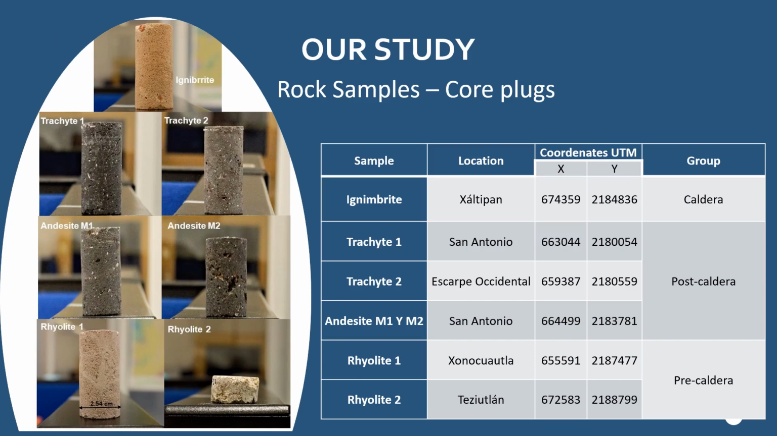In this slide, you can see the photograph of the core blocks of the 7 samples we studied. All the samples come from different locations. However, the andesite M1 and M2 comes from the same location. Actually, it's from the same outcrop sample. But this sample was so heterogeneous that we decided to take 2 core blocks to study its heterogeneity.